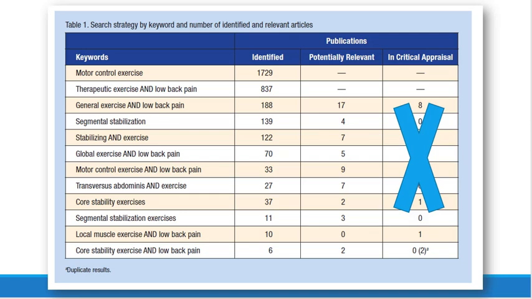The whole purpose of the in critical appraisal is to illustrate, if we go back a slide, that as I go through things, how many articles I found that were potentially relevant, and then I'd review the abstracts and the titles, and then I would include 8 of the 17 from the general exercise and low back pain search.